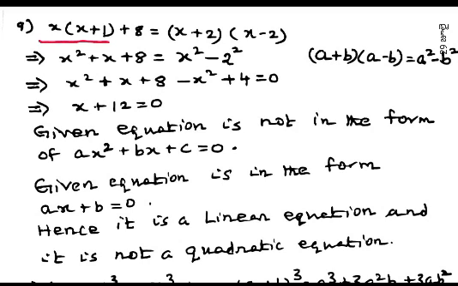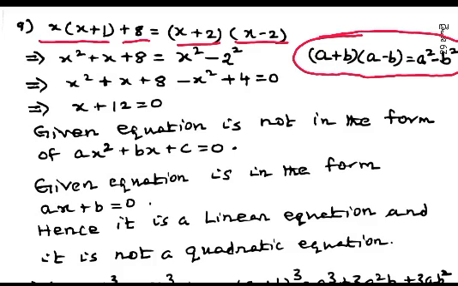x multiplied by x plus 1 plus 8 equal to x plus 2 multiplied by x minus 2. We know the formula a plus b multiplied by a minus b equal to a square minus b square. The right hand side is in the form of a plus b multiplied by a minus b, so it can be written as x square minus 2 square.